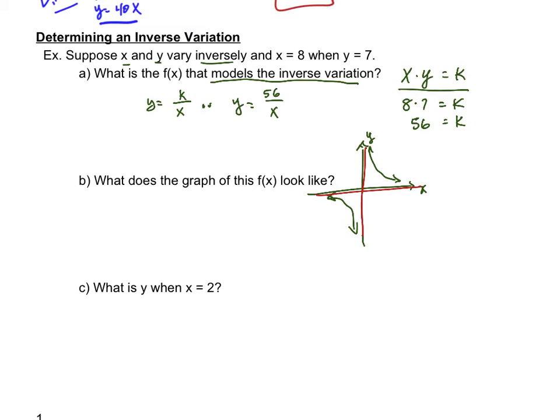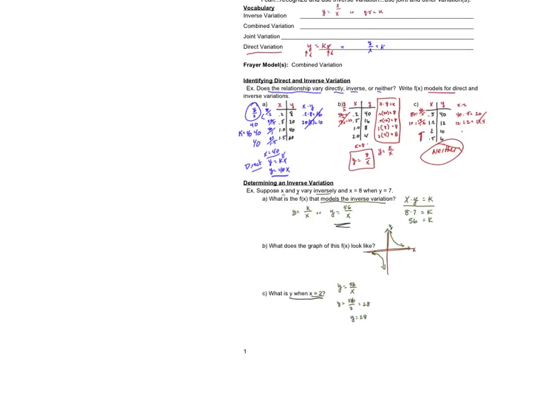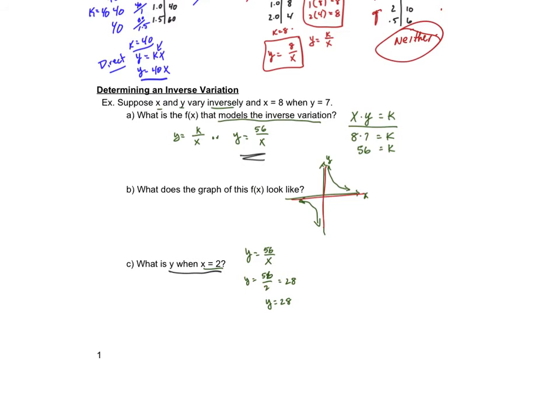And what is y when x is 2? Well, let's take this model that we just came up with, y equals 56 over x, and then they tell me that x is 2. Y equals 56 divided by 2, which is 28. Y equals 28 when x is 2. There you have it. First part of inverse variation.